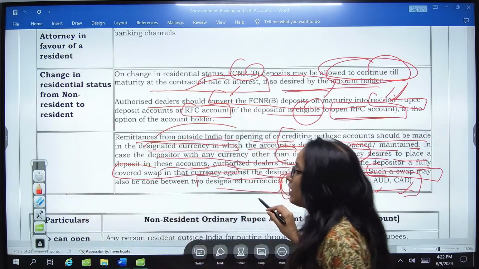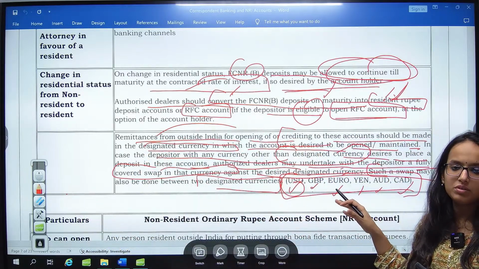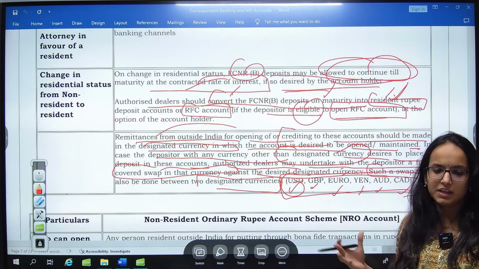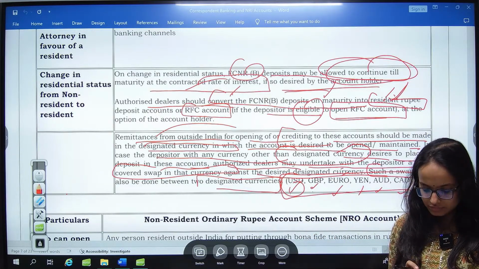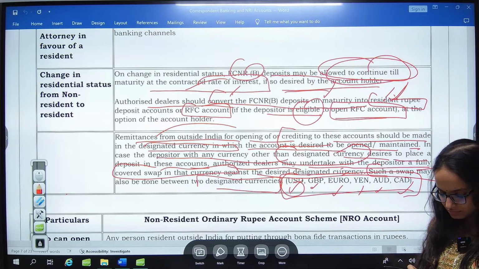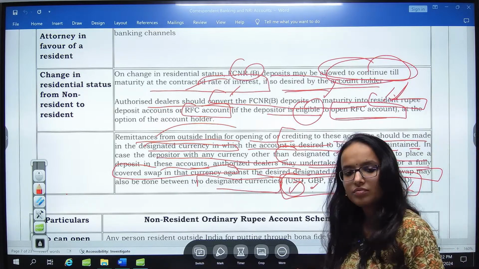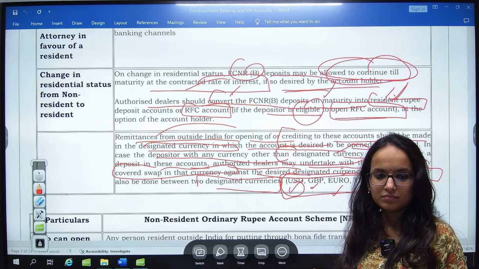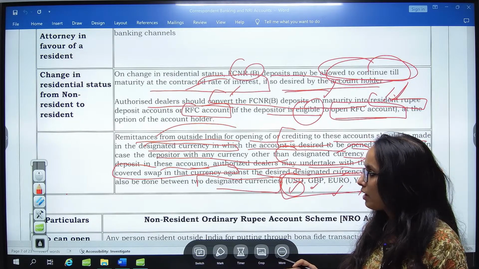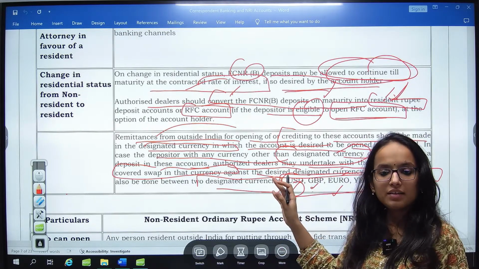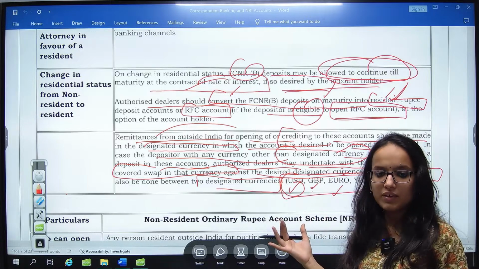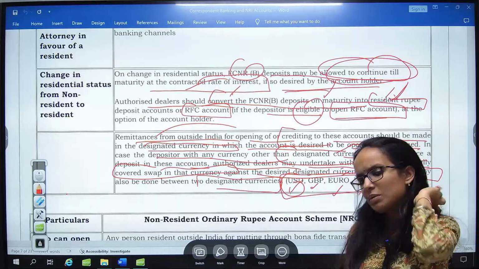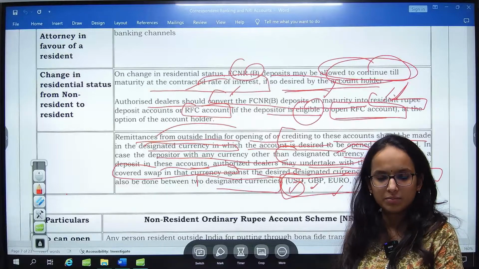Hence, we are done with the FCNRB account. Any questions so far? If you have any doubts regarding the FCNRB account. No doubts, I am assuming. Okay. So we have completed the FCNRB account as well. Now, all the particulars should be very clear to you. Just keep on revising, you will be able to recall them, right?